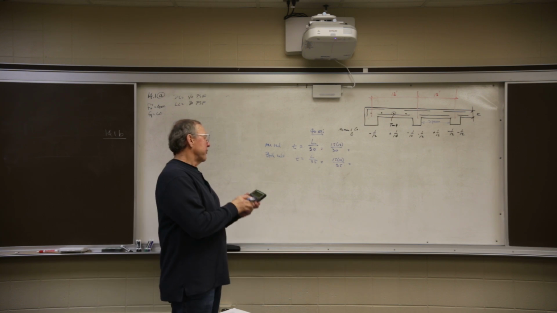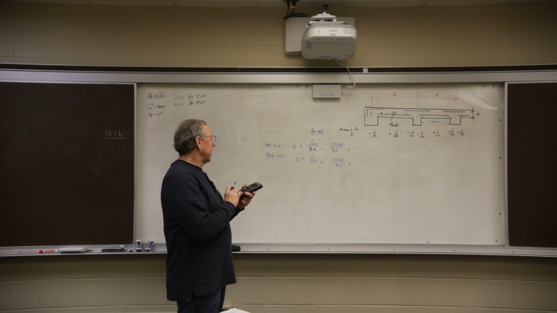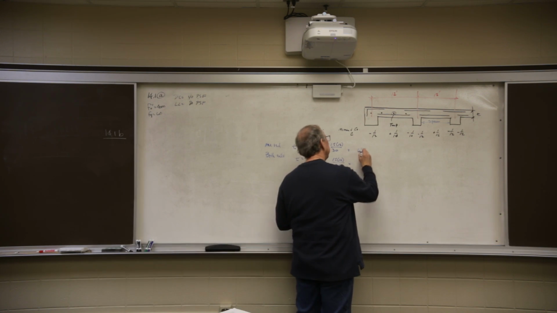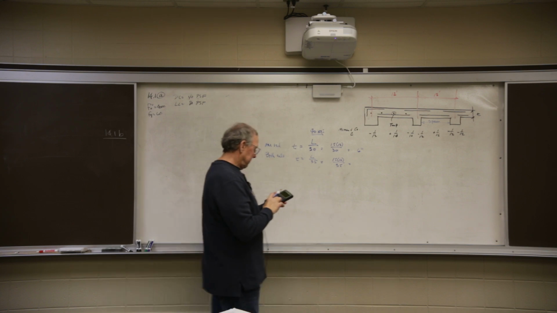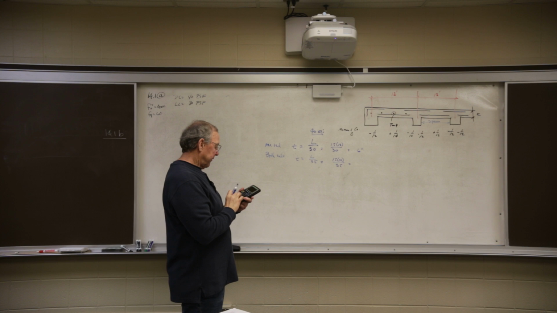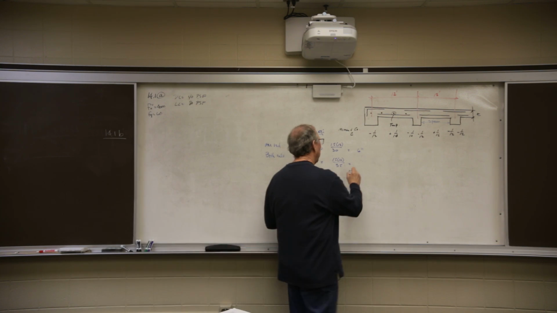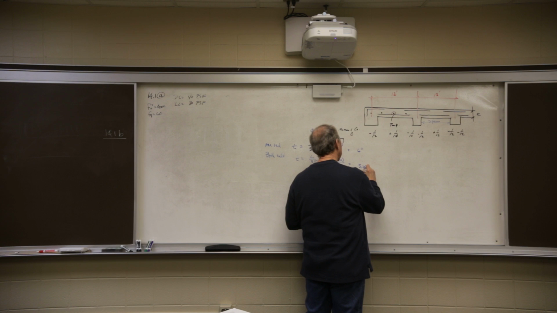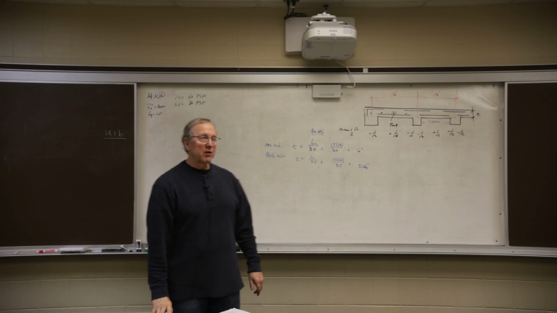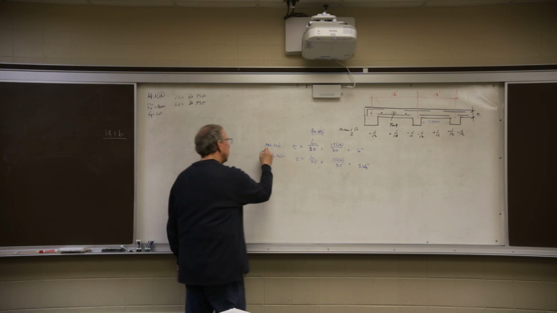So if I take the first one, 15 times 12 divided by 30, 6 inches. If I take 15 times 12 divided by 35, I get 5.14 inches. Which one's going to give me the biggest thickness every time? This guy.